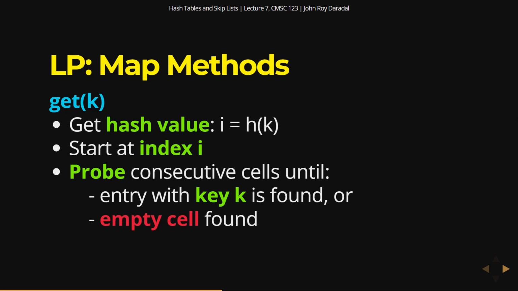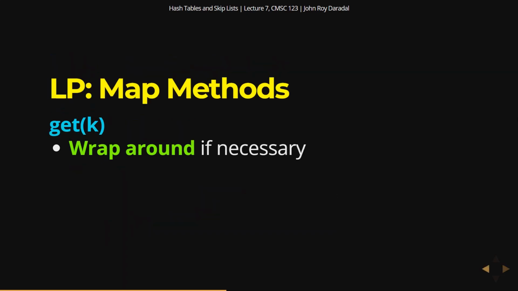So you start at index i. If the key there is already what you're looking for, then you stop. Otherwise, you go to the next cell, and wrap around if necessary, until you either find it or you find an empty cell. Because if you find an empty cell, that means you are sure that the key is not in the map currently.